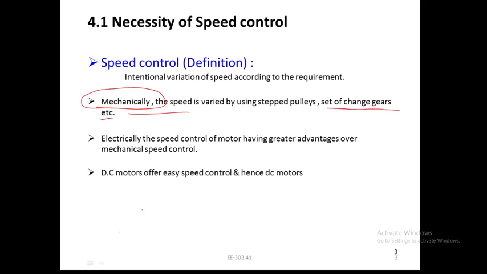So DC motors offer easy speed control. In speed control, DC motors are widely preferred. Comparing to AC, we have some more advantages in speed control with DC. That's why we go widely for DC motors.